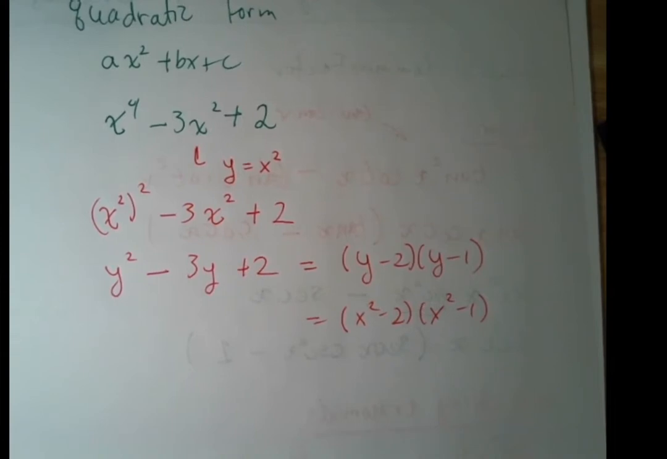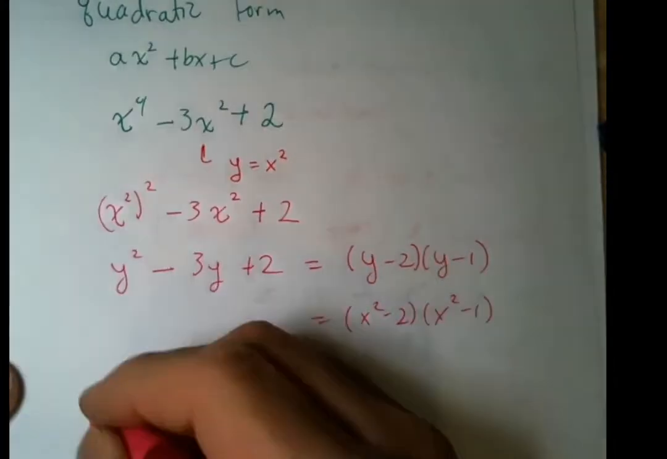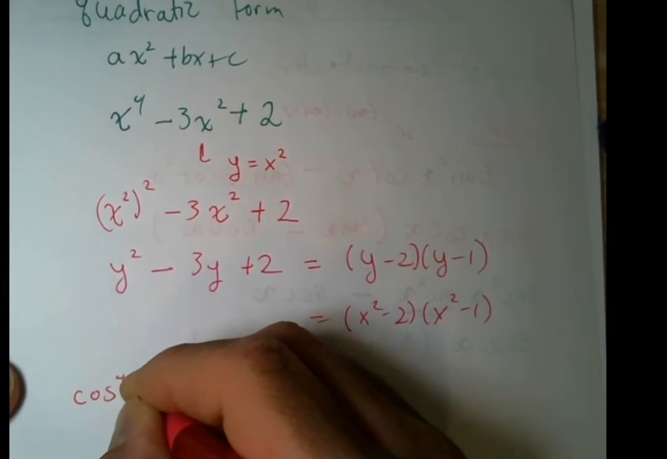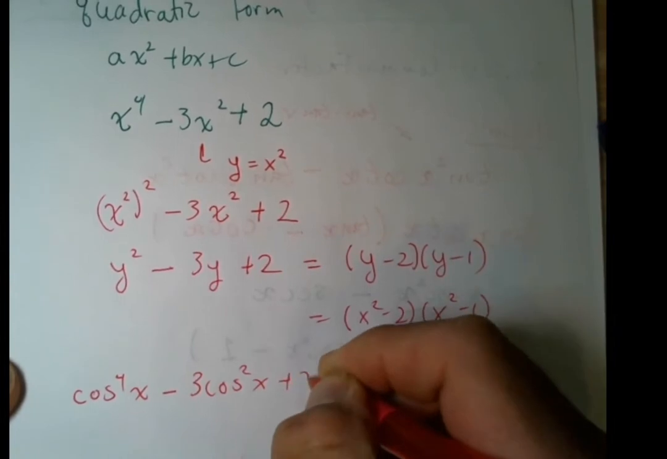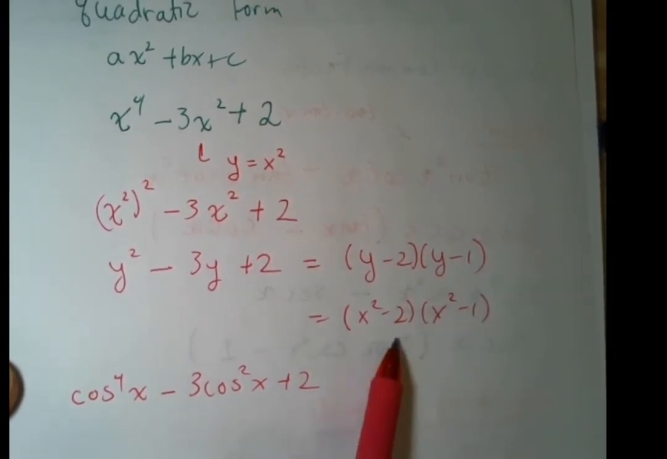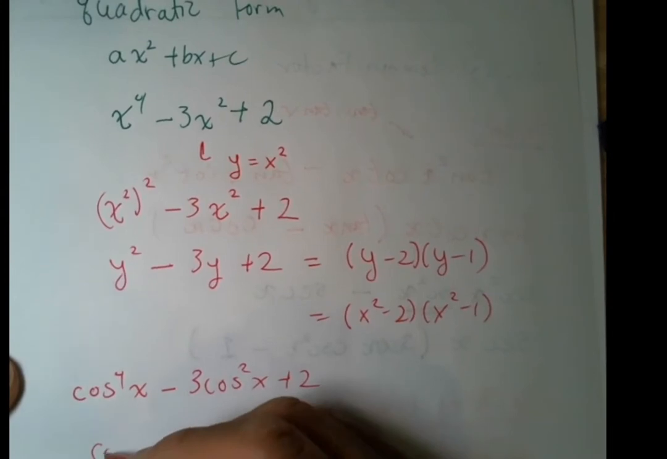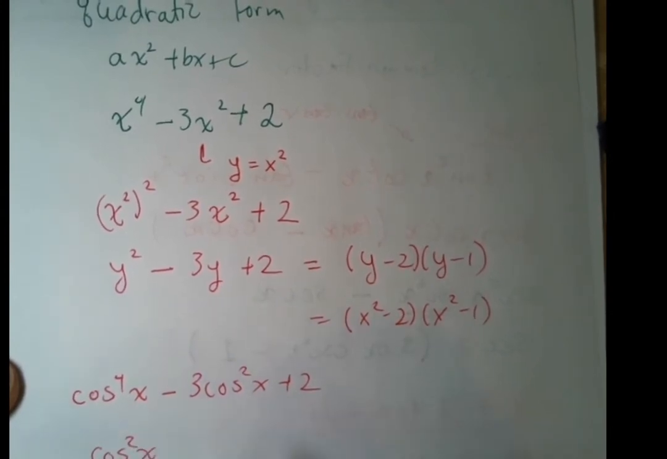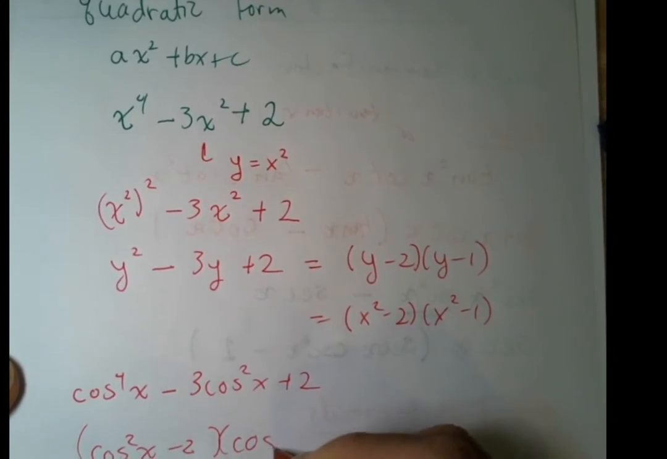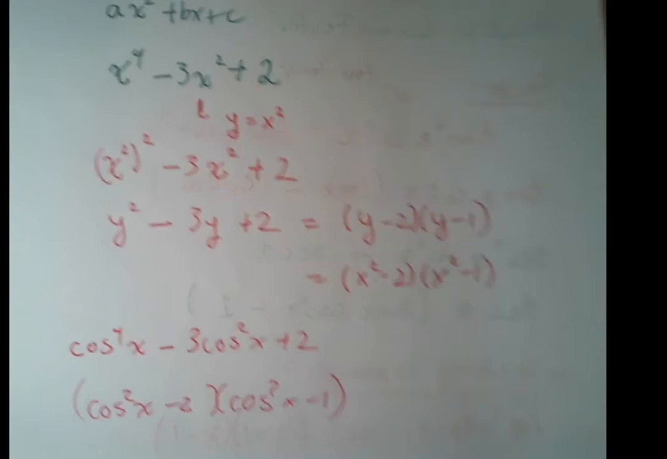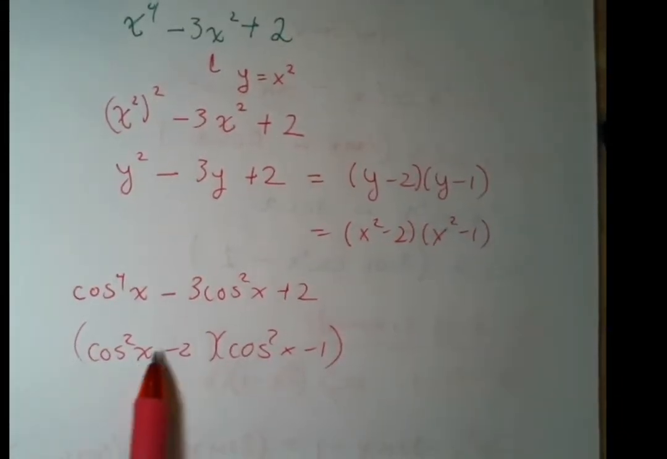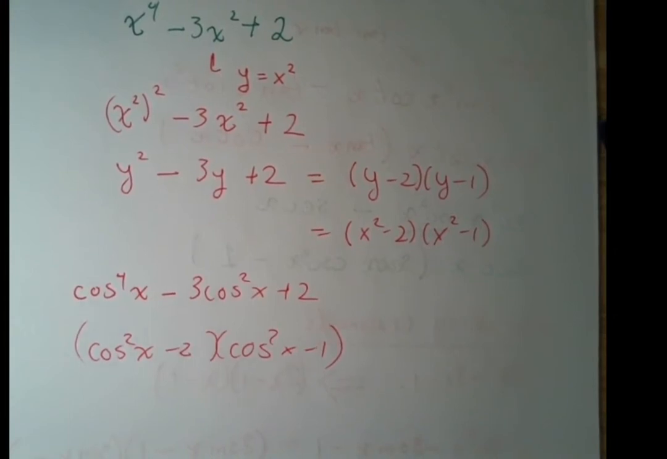All right. And then now we can apply the same idea here if we did see something like this. If we had cosine to the 4th power of x minus 3 cosine squared x plus 2, that same idea, we could see that it factors. All this is just going to be cosine squared x minus 2 times cosine squared x minus 1. And it can factor like that, right? Using a similar substitution, we let y be cosine squared x. So those are ways to factor.